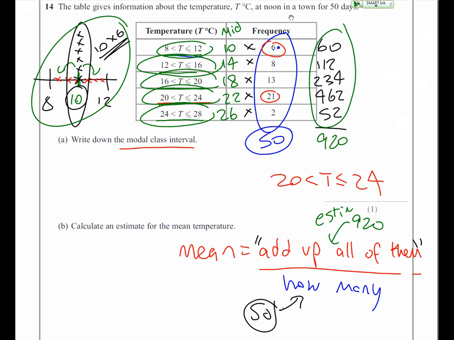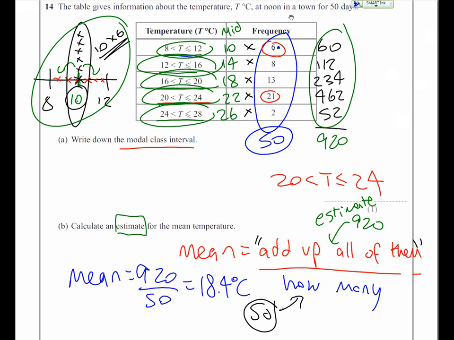The examiner knows it's an estimate because they've put the word estimate. So let's find the mean. It's going to be 920 divided by 50. Do it on your calculator, and you get the answer of 18.4. And if you want to show off, degrees C, because we're talking about temperature.